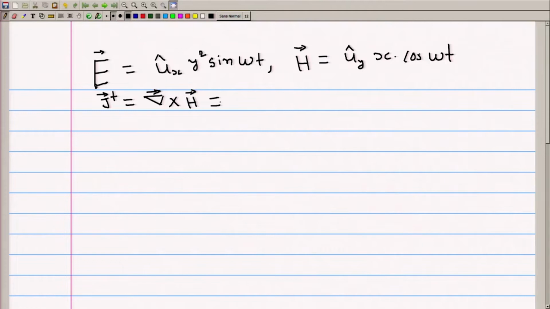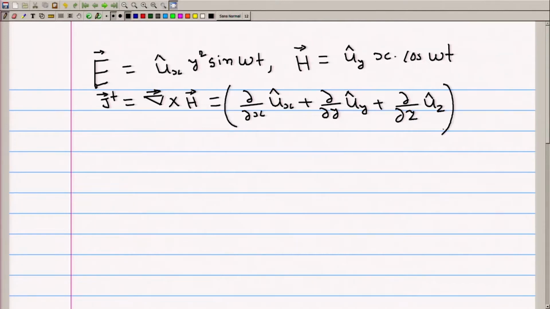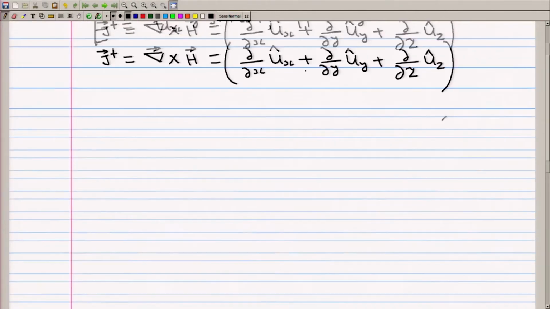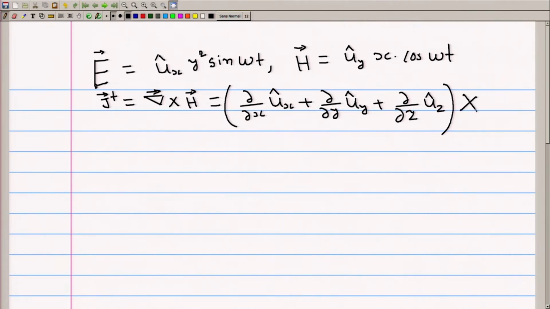Del in rectangular coordinates can be written as del by del x ux plus del by del y uy plus del by del z uz, and this is crossed with H. Here Hy is uy x cos omega t. So, here we can see ux cross uy.